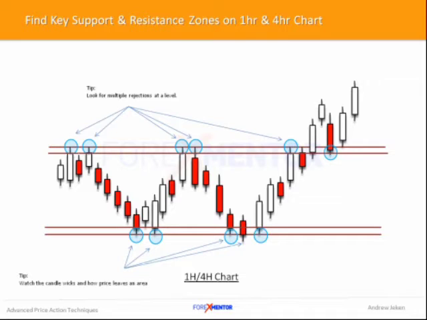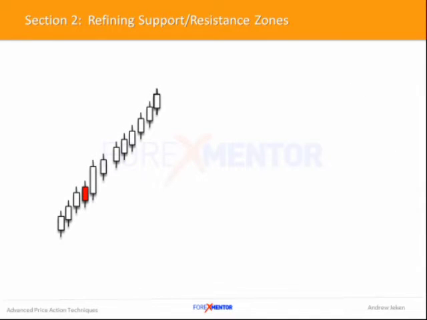So once we've marked off our key support resistance zones on the 1-hour and 4-hour chart, we can then move to the next section, which is refining the support and resistance zones. Once we've marked them off, we want to refine them for scalping purposes. Remember, for scalping, we want to be as accurate as possible. We're using very small stops, and our entry is absolutely critical when we're looking to trade small bounces off levels.